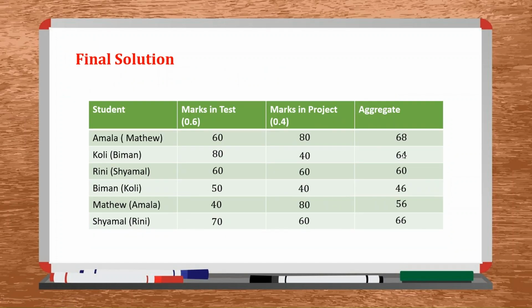Now, this is the possible set of solution that I have, which I can proudly say is the final solution. Also, if you see the marks in project for Amla and Matthew, they are 80. Hence, Amla and Matthew will form one team. For Biman and Kohli, it's 40. So Kohli and Biman will form one team. And for Rini and Shamal, it's 60. So Rini and Shamal will form the third team. And we have the corresponding marks in test, corresponding marks in project, and the aggregate values, which actually go along with all the information that we have from the given.